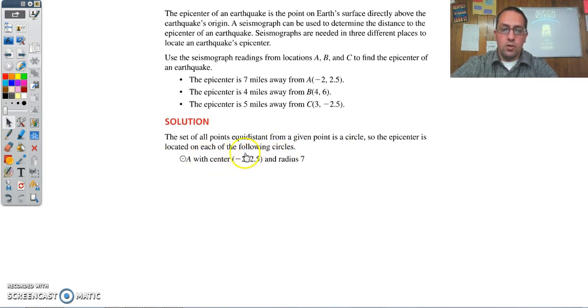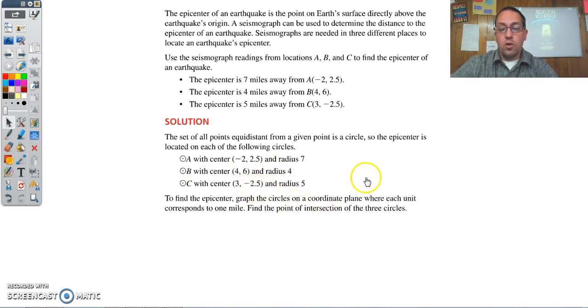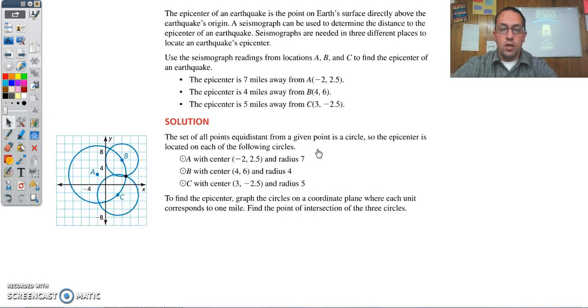Circle A, centered at the point -2, 2.5, with a radius of 7. This circle, right, because we know it's 7 miles away, but we don't know where it is. This one's 4 miles away, but we don't know which direction. So it's going to be anywhere on this circle, and it could be anywhere on this circle. So to find the epicenter, we put all 3 circles on the graph, on the coordinate plane, like so, and our epicenter is where they all intersect. Right there. All right. Here's what it could be for circle B. Here's what it could be for circle C. And that's where it all intersects together.